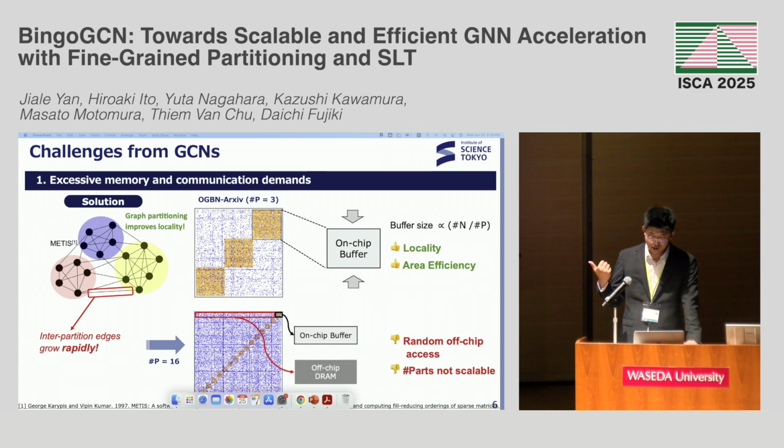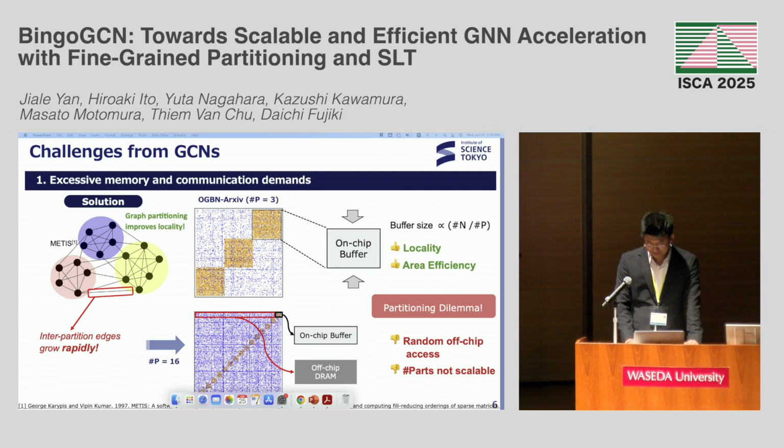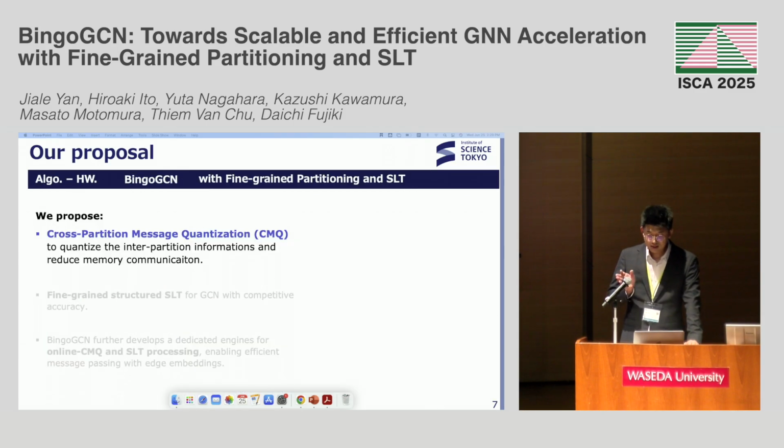As shown in this picture, increasing the number of partitions leads to an increase in inter-partition edges. These cross-partition links, highlighted in blue, cause frequent and irregular memory access, especially to off-chip DRAM, which harms efficiency and scalability. To address these communication challenges in GNNs, we propose a cross-partition message quantization method named CMQ.